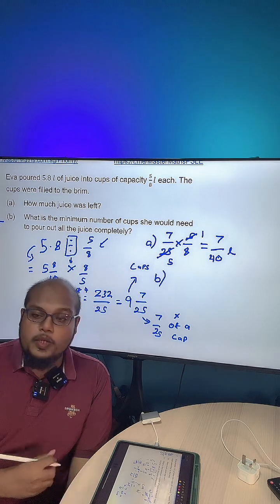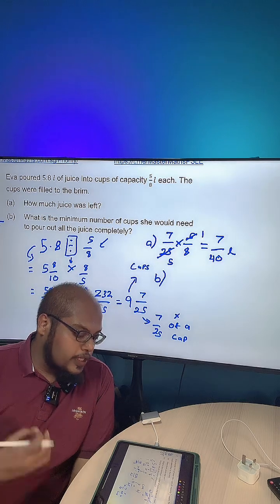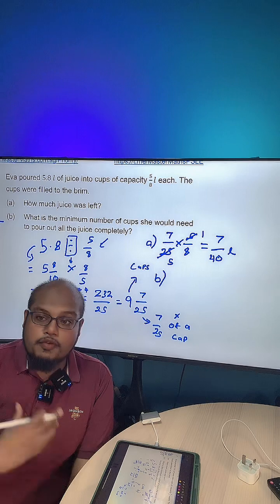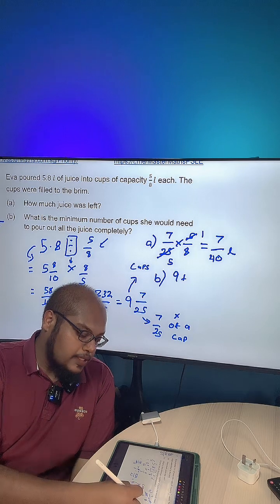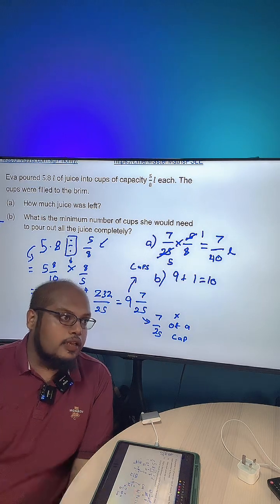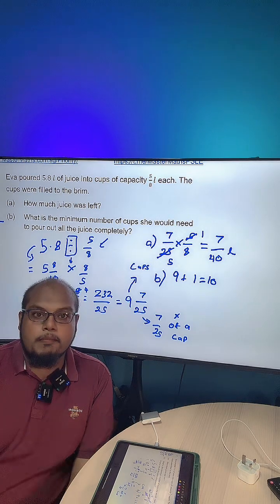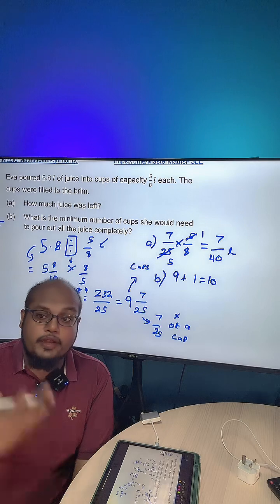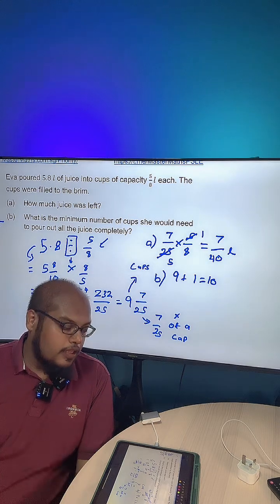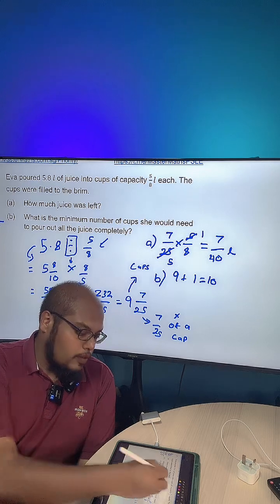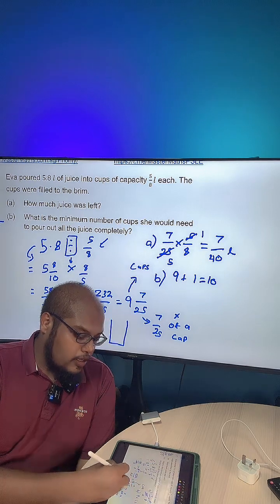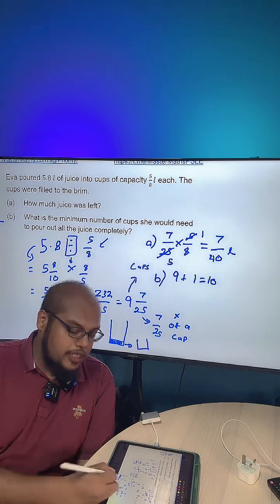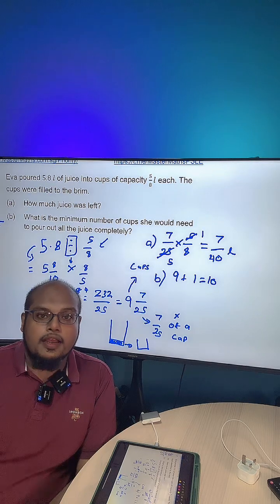For part B, we know that the amount of juice can fill up 9 and 7 over 25. So for the 7 over 25, I need one more cup, right? So 9 plus 1, 10. I just need to add 1 only for the remaining 7 over 25. It's like if you have a jug, and 7 over 25 is this remaining portion. So I need to put this into another additional cup. That's why I have plus 1.